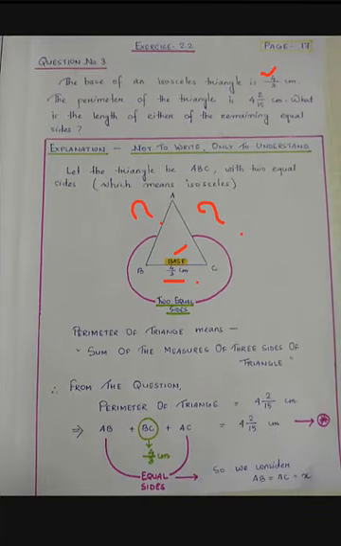Now, perimeter of a triangle. What is the perimeter of a triangle? When we sum up the measurements of all the three sides of a triangle, this gives us the perimeter of the triangle. Now from this question, we have that the perimeter of the triangle is this value.